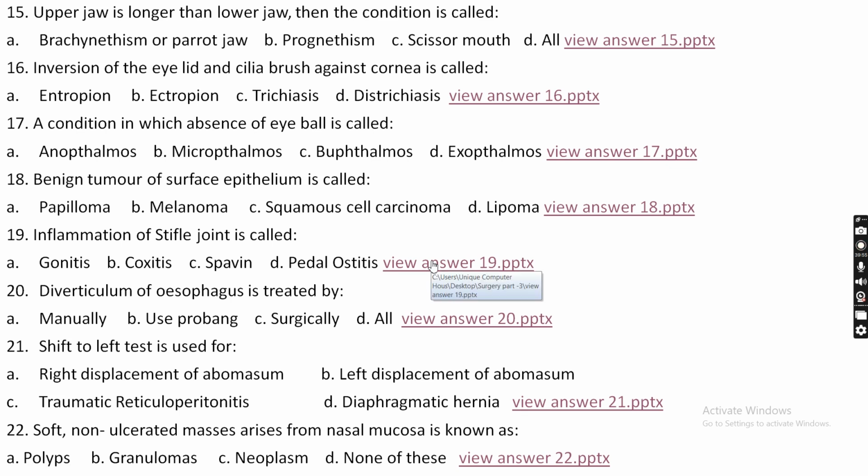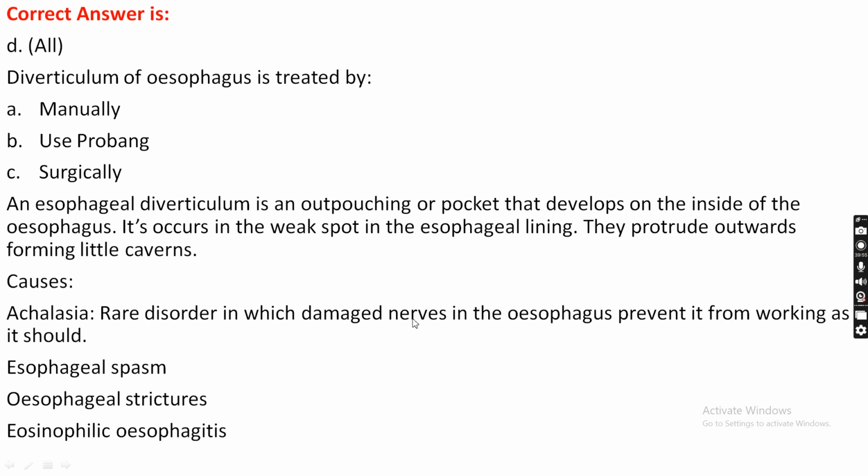Question number 20. Diverticulum of the esophagus is treated by: option A manually, option B using a probang, option C surgically, option D all. The right answer is option D, that is all. Diverticulum of the esophagus is treated manually, using a probang, and surgically. Esophageal diverticulum is an outpouching or pocket formation which occurs inside the esophagus. It occurs where there's a weak spot in the esophageal lining and protrudes outward forming a little cavity. The main causes of esophageal diverticulum are achalasia, esophageal spasm, esophageal stricture, and eosinophilic esophagitis.